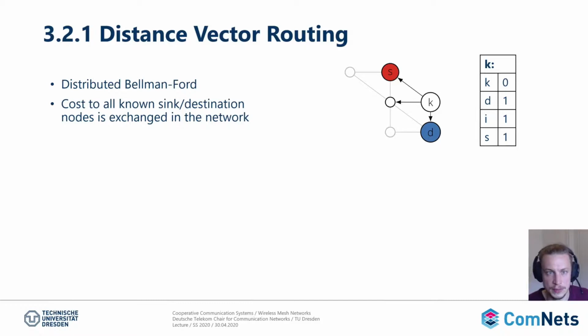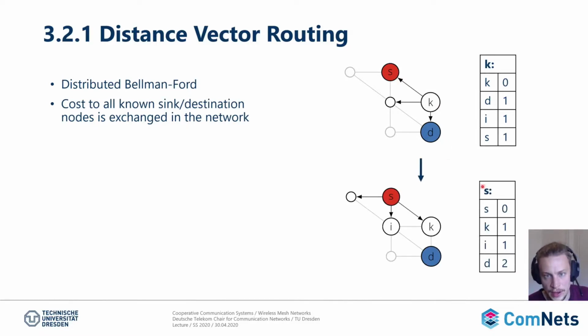I'm going to show you a very simple example. The cost to all known sink or destination nodes is exchanged in distance vector routing. For example, node K exchanges its own information with all its neighboring nodes. We use the hop count here as a distance metric just for simplicity, because I don't want to go with decimal numbers. We can also assume lossless links. So it will show that the distance to itself is 0, and the distance to D, to I, and to S is 1 in hop count.